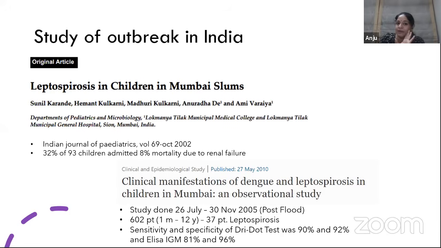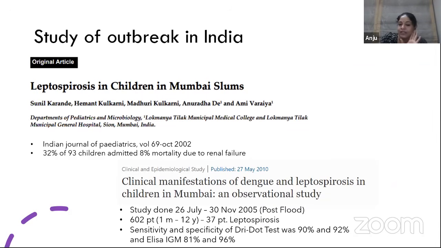Very few studies have been done in India in the past few years. There have been certain studies done after the floods in Mumbai slums and city, where it was found that the infection is less prevalent in children compared to adults, and only 30 to 40% of the children needed hospital admission, with a mortality rate of 8%.